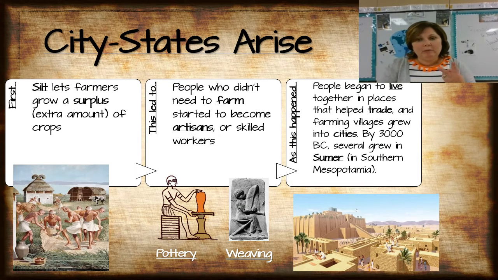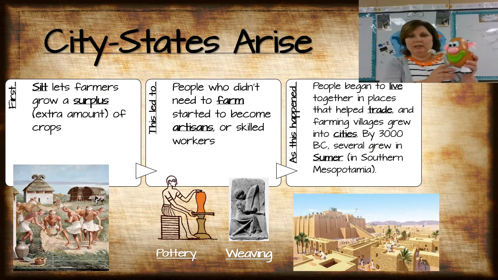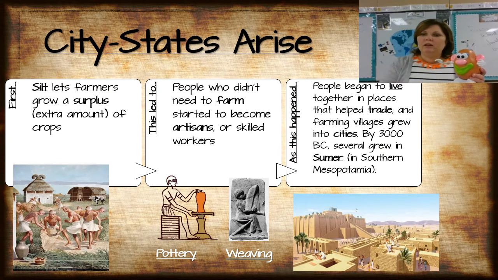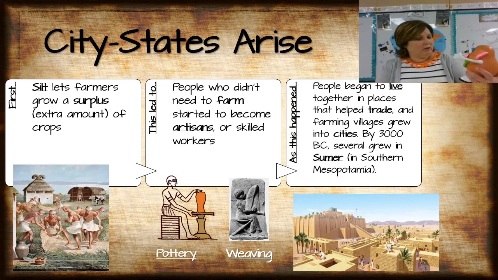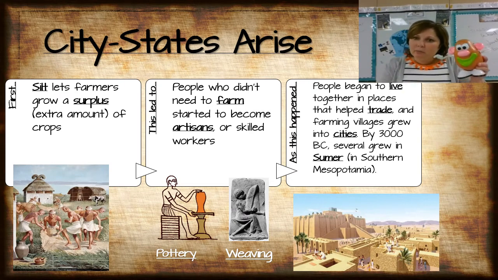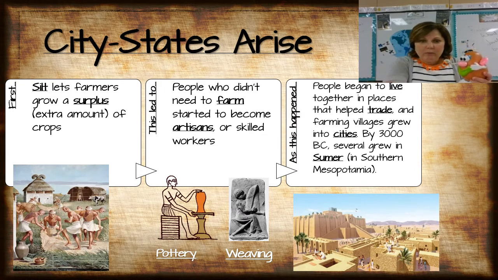So we had two vocabulary words that popped up in this video. We had surplus. Mr. Potato Head told us that that's way too much food. And then also artisans. An artisan is a person who can specialize in making clothing or pottery or weaving, and we see all of that down there at the bottom in all of our pictures.